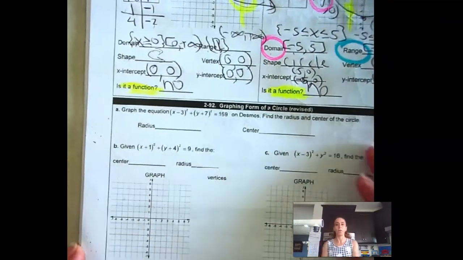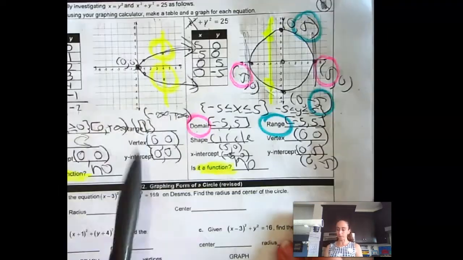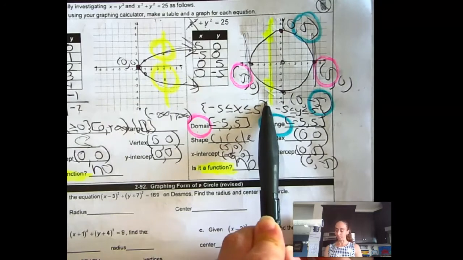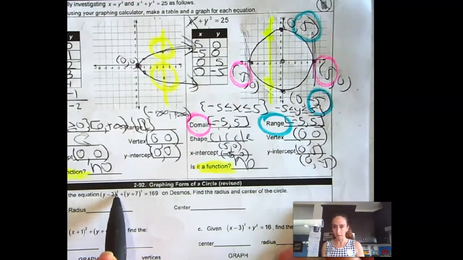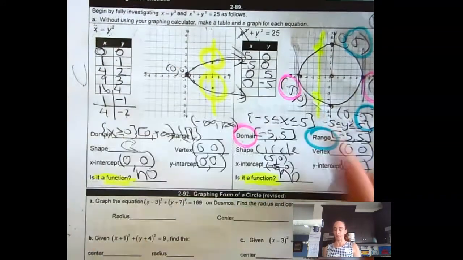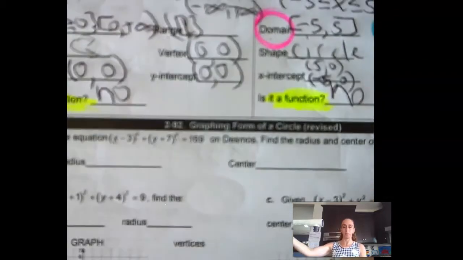All right, so now I am going to do this problem. Let's see, what do you guys think? Do you think it's a sideways U or sideways parabola? Or do you think it's a circle? Well, the x is squared, and the y is also squared. I think it's a circle.